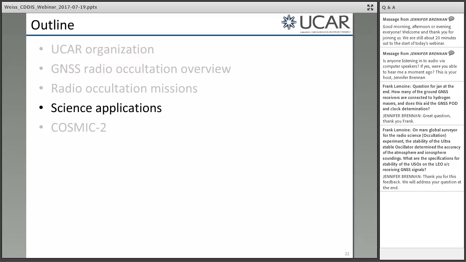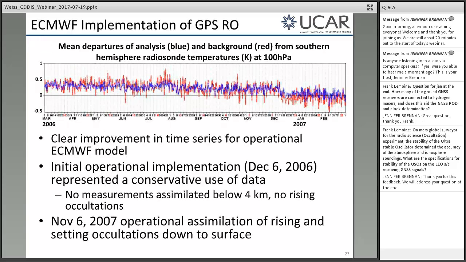All right, so science applications. We'll just give a few examples of the impacts of RO data on some of these applications. This time series shows an analysis done by the European Center for Medium-Range Weather Forecasts, ECMWF, and they started ingesting radio occultation data from COSMIC-1 not too long after launch.